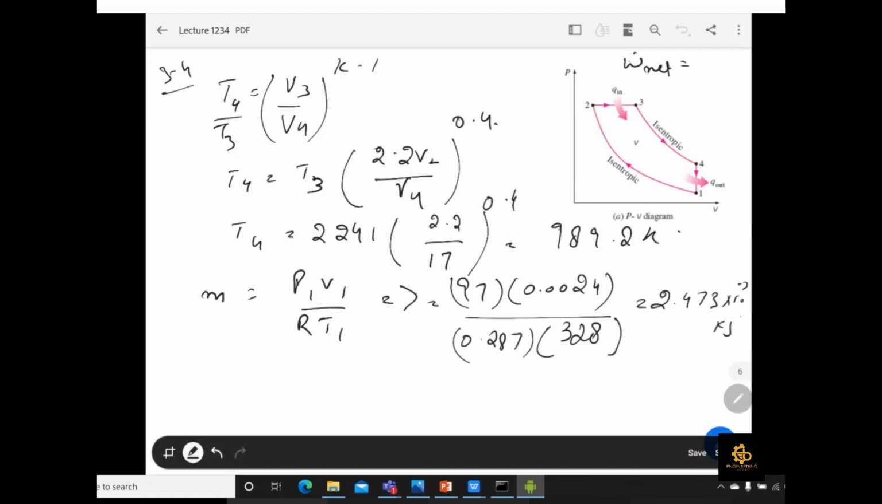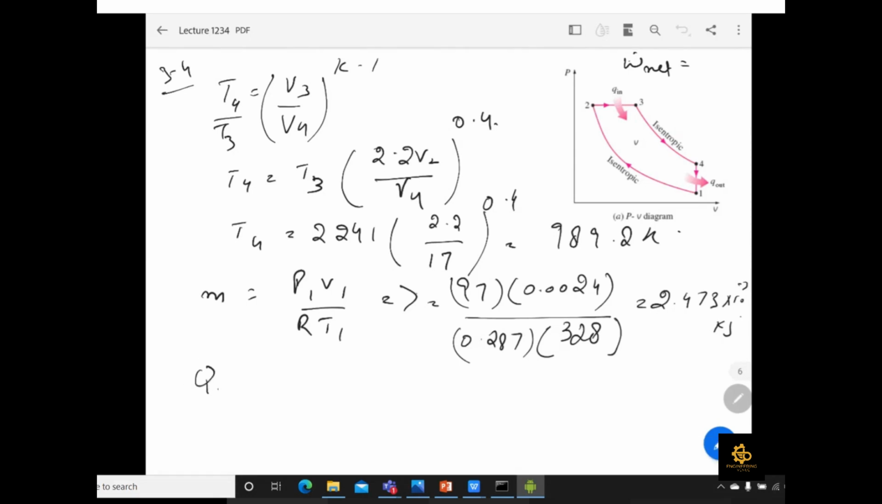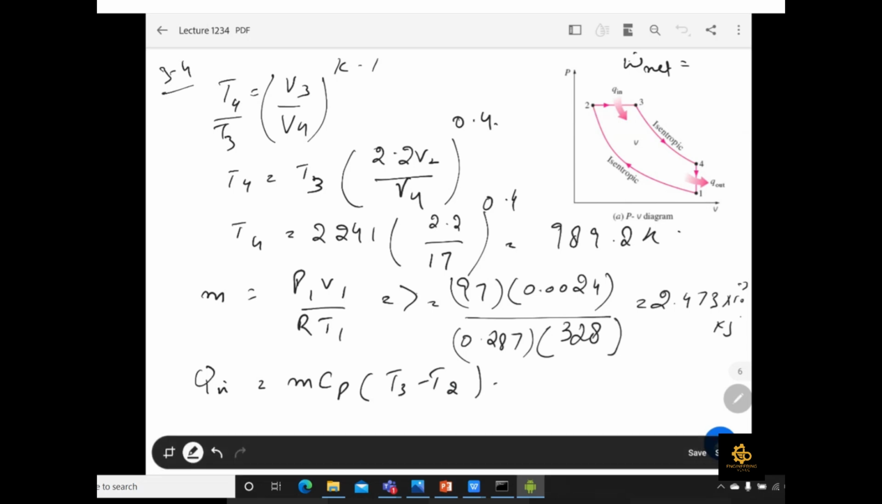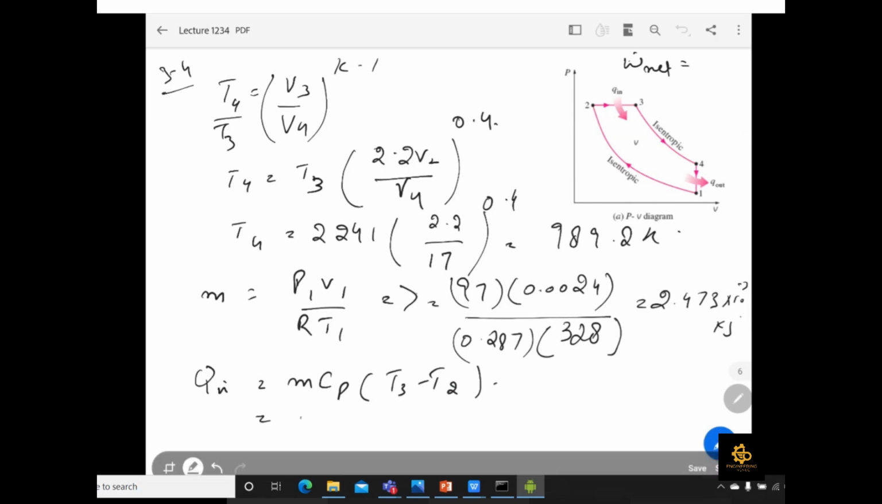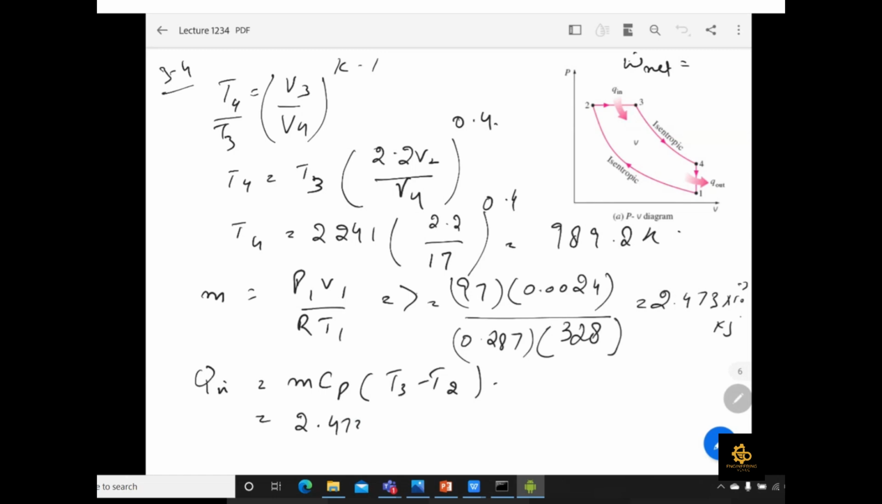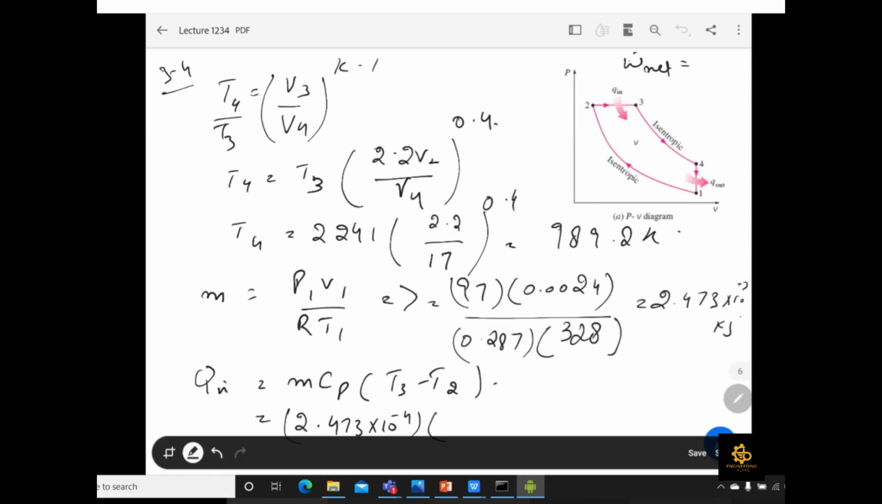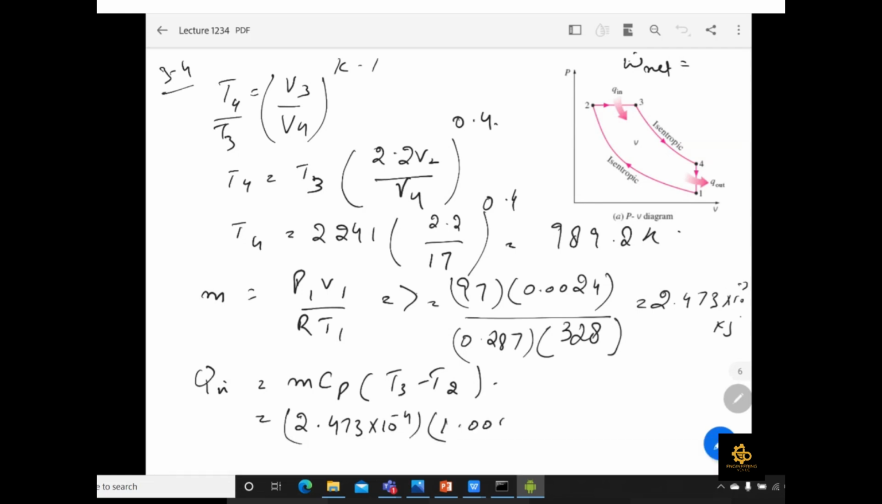Okay, so now coming towards the Q in. From here you can easily find Q in as well as Q out. For Q in, it will be M Cp (T3 minus T2). It is a constant pressure process, that's why we have to use the Cp value. M is already known to us, 2.473 into 10 raised to the power minus 4. Cp value you can find out in table A2, or you can remember it.